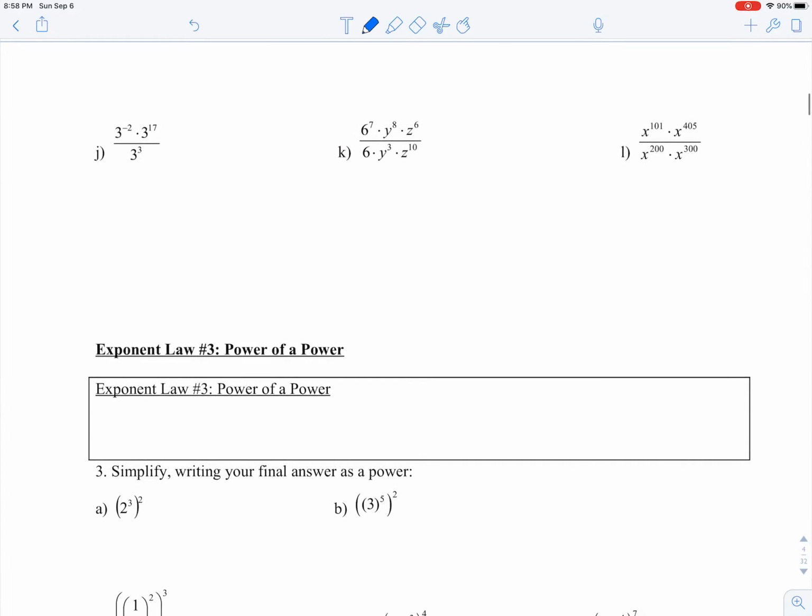Three more to go with dividing. We have all the same base. So again, I'm going to write it as one big sentence. 3 to the minus 2 plus 17, because those bases were being multiplied. Then with the dividing, that's going to become a subtraction of the exponent. Minus 2 plus 17 gives plus 15, minus 3, so I get 3 to the 12.